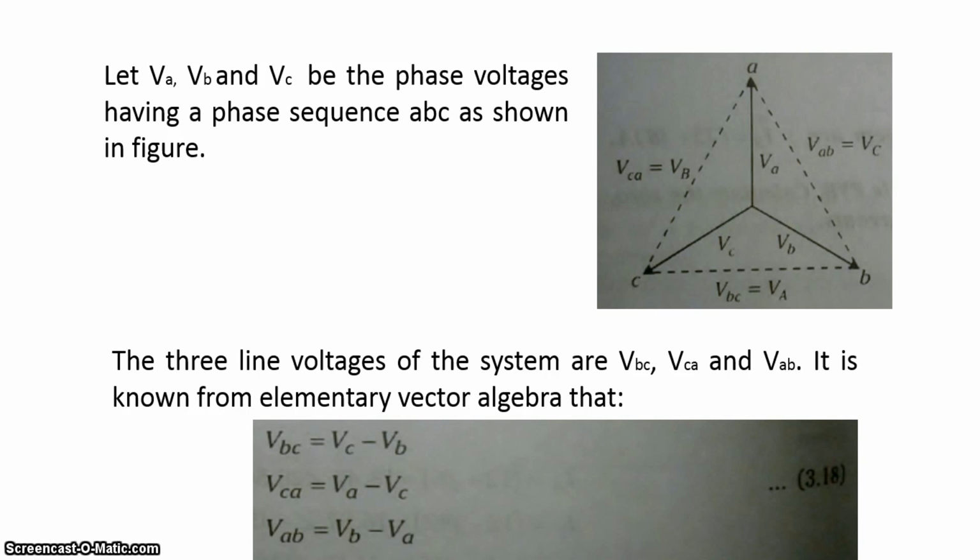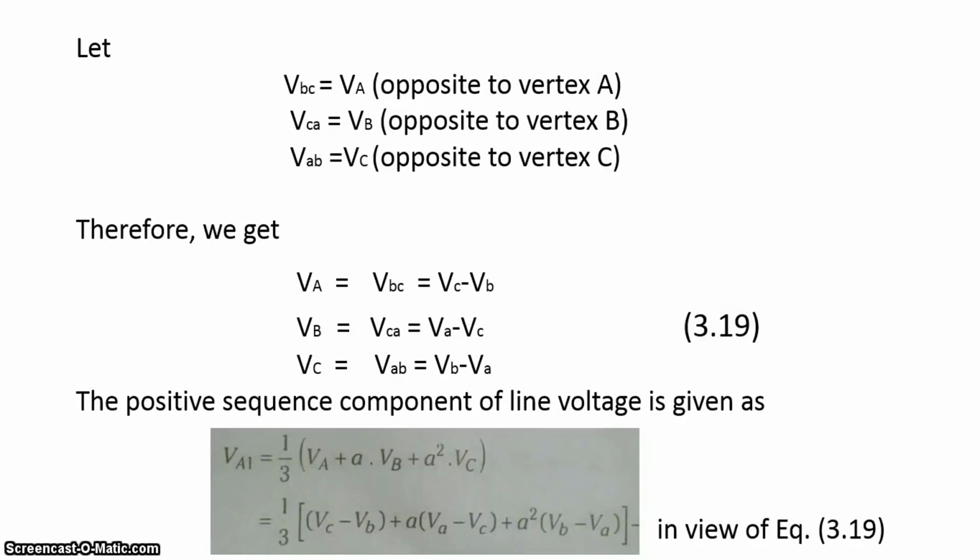Let Vbc be represented by Va', which is opposite to vertex A, Vca is equal to Vb', opposite to vertex B, and Vab is equal to Vc', which is opposite to vertex C. Therefore, we get Va' is equal to Vbc is equal to Vc minus Vb, Vb' is equal to Vca is equal to Va minus Vc, and Vc' is equal to Vab is equal to Vb minus Va.